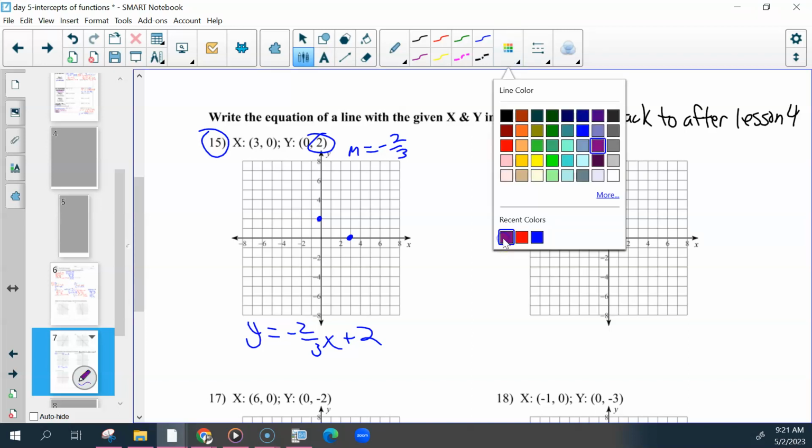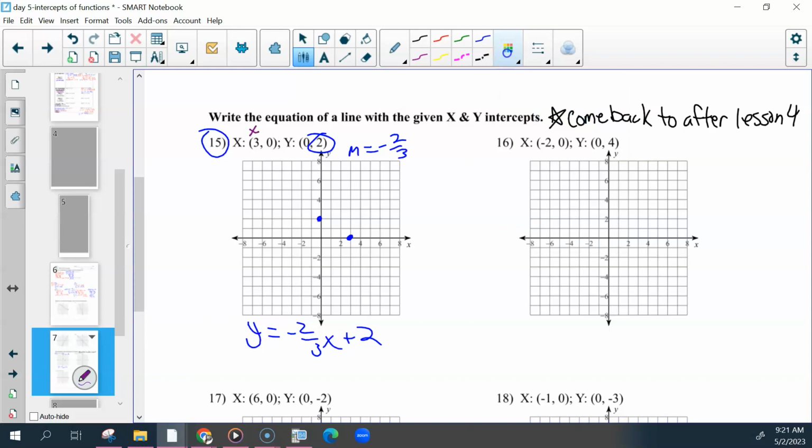The algebraic way would be to find your slope algebraically. You have to remember your slope formula, which is y2 minus y1 over x2 minus x1. You can label your ordered pairs if you want to, and then put each of your numbers into this formula. 2 minus 0 over 0 minus 3. And you get negative 2/3, same as how we counted. Again, you're given your y-intercept, so you don't have to solve to find that, and write your equation.